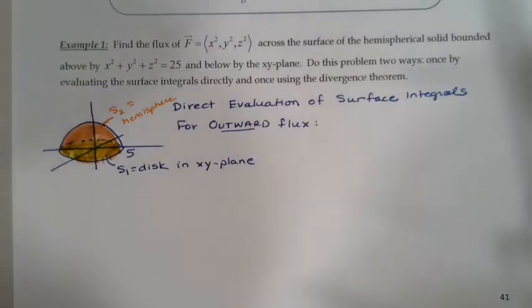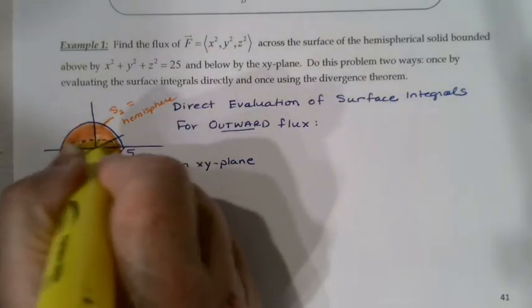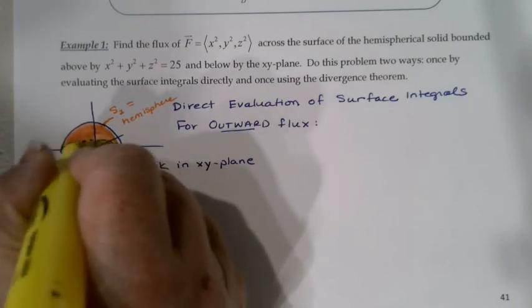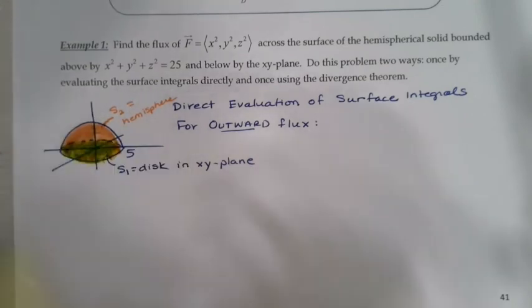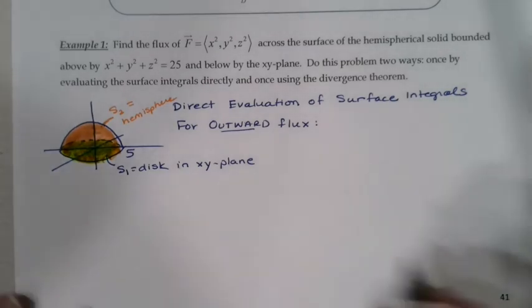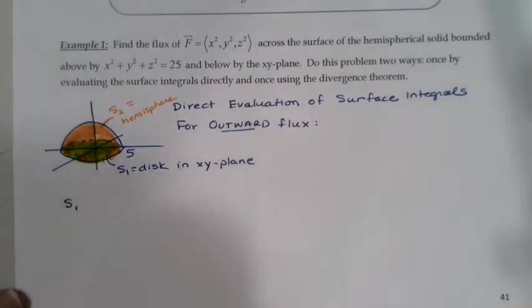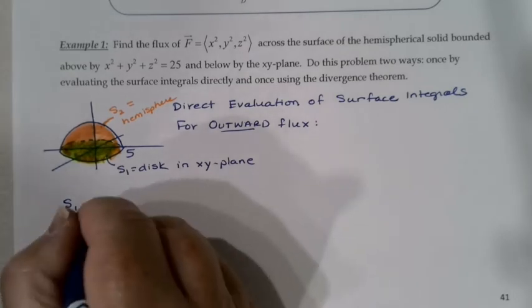Didn't do that real well. I probably should have picked better colors. Let's see if I can make that look a little bit different than the hemisphere. There. All right, so let's go ahead and do the S1, the disk, first. And then we'll do the hemisphere, and then we'll have to add the two pieces together.